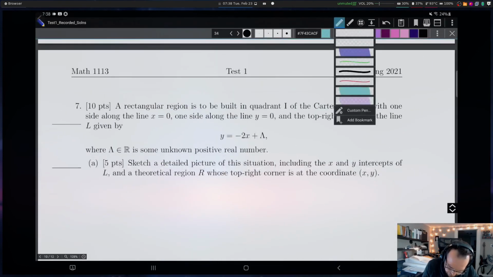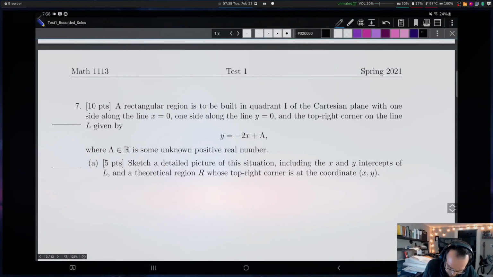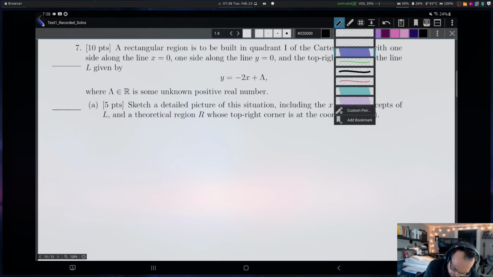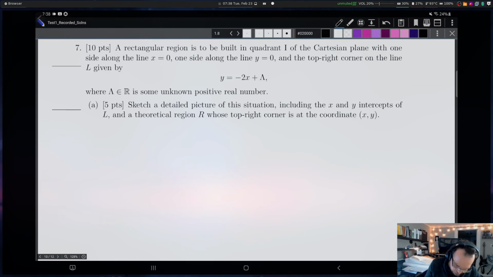Okay, so this last question is meant to be pretty difficult, but it also shows up in the notes a little bit and is similar to some stuff that shows up on some of the worksheets. So in this question, we're asked to build a rectangular region in quadrant 1 of the Cartesian plane, and we have some instructions for how this should be built.